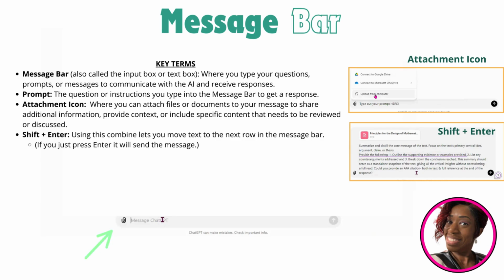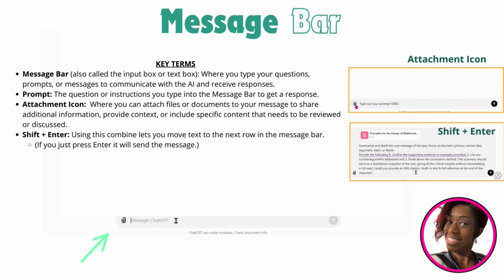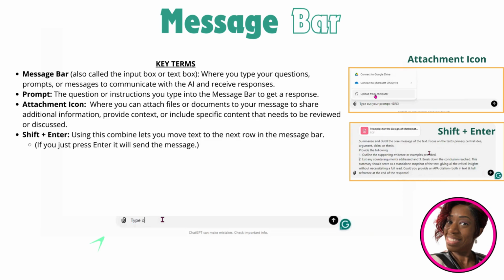Beside the message bar, you'll see that little paperclip. That's the attachment icon. You can upload pictures and documents to provide some context or anything you need it to review or discuss. And if you type something in there and you need to bring that information down a line, you need to push shift enter, because if you just push enter, it will send the message. So you have to push shift plus enter and it will move it down. Those are things you definitely need to remember.